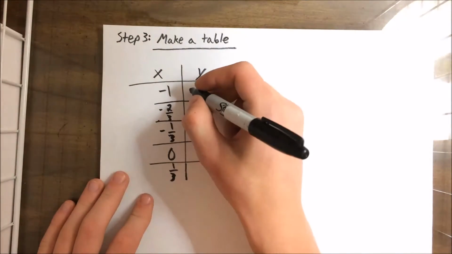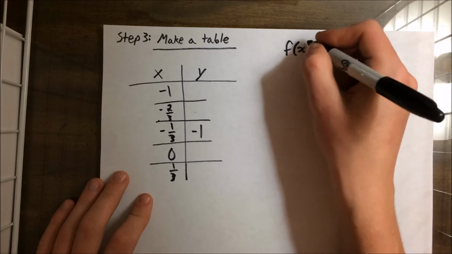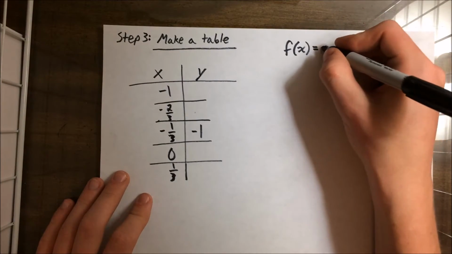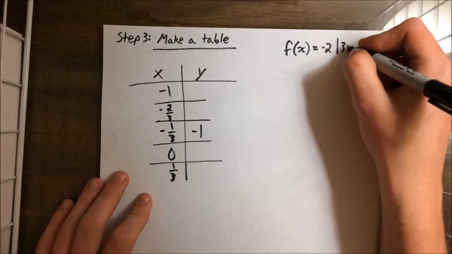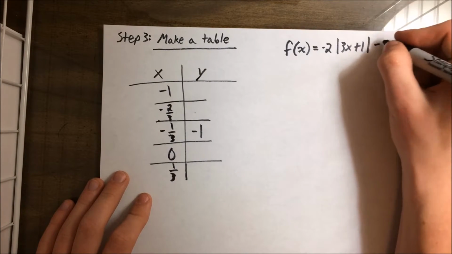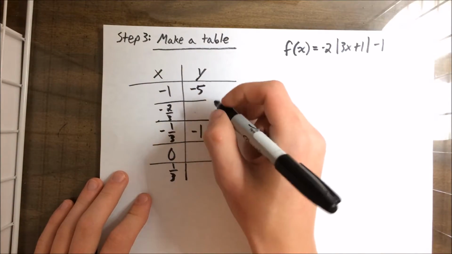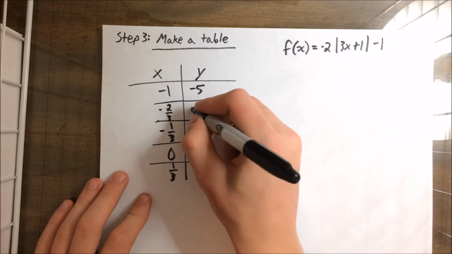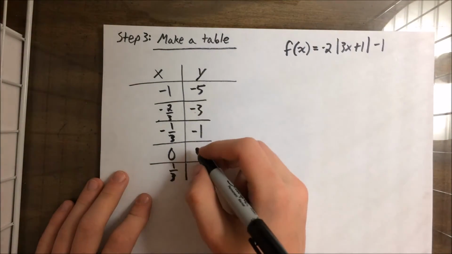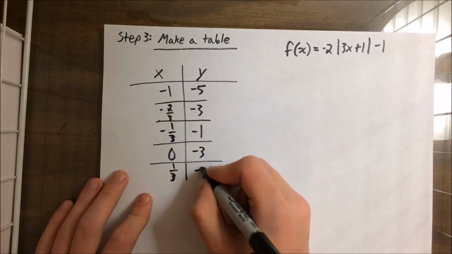Okay, so then let's go ahead and write down the equation. f(x) equals negative 2 times the absolute value of 3x plus 1, minus 1. So if you plug in negative 1, you get negative 5. If you plug in negative 2/3, you get negative 3. If you plug in 0, you get negative 3, and then at 1/3, negative 5.